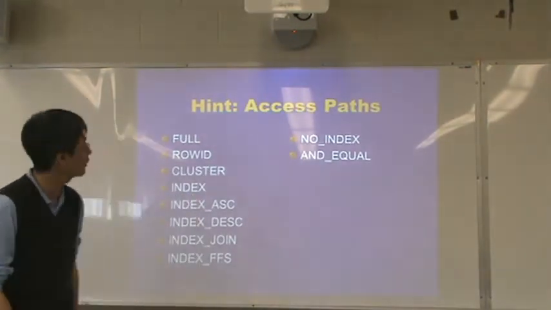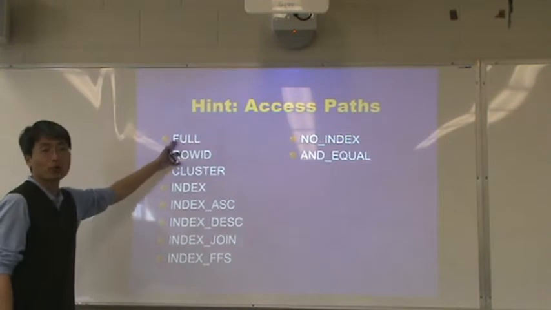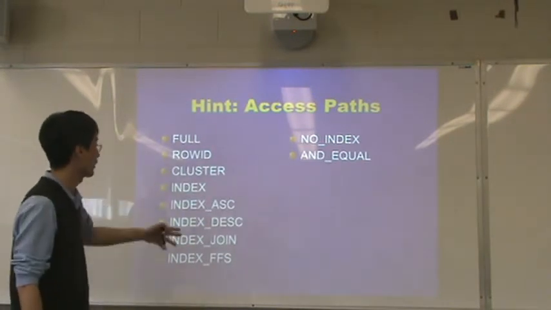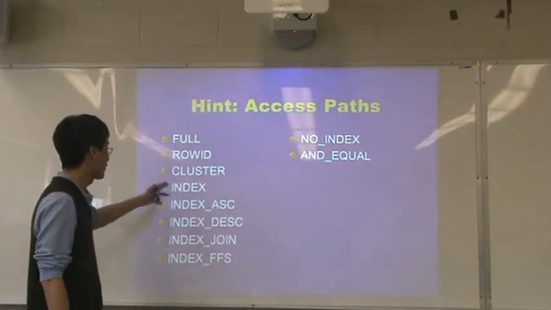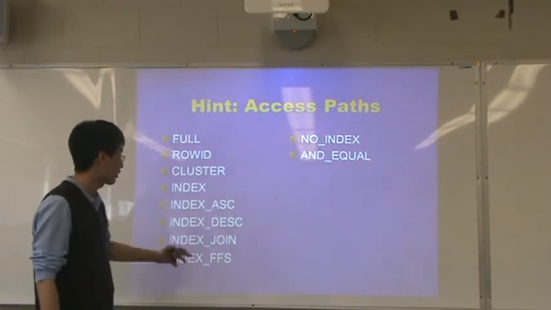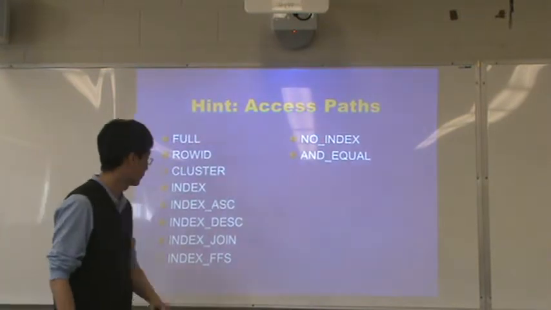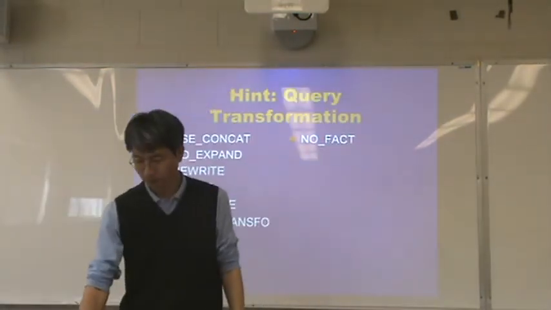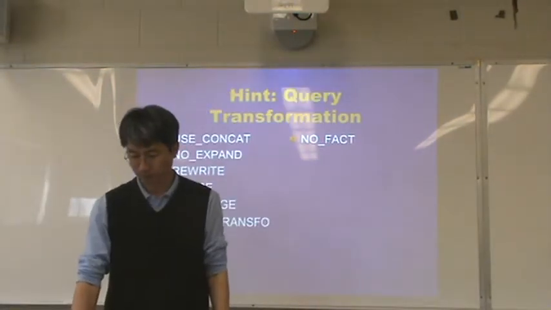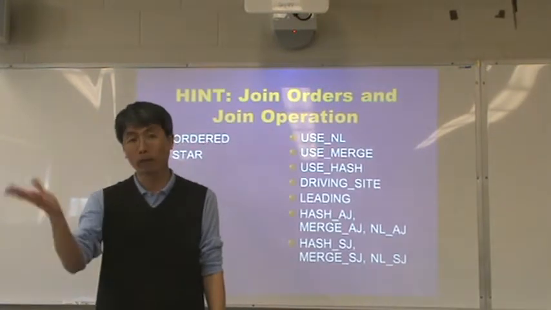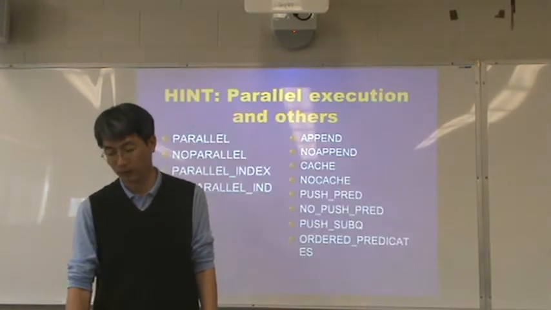So these are the hints that you can use. Why don't you use the full table scan? Why don't you use the row ID scan? Why don't you use the cluster index, ascending, descending? Why don't you join with the index only? Something like that. And there are more hints to override the query optimizer. Okay.